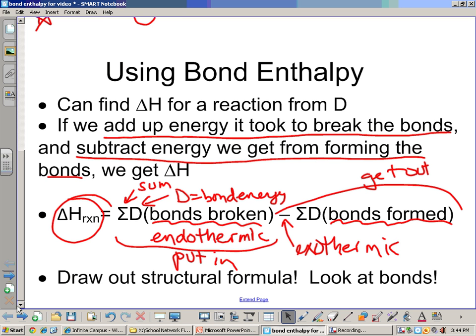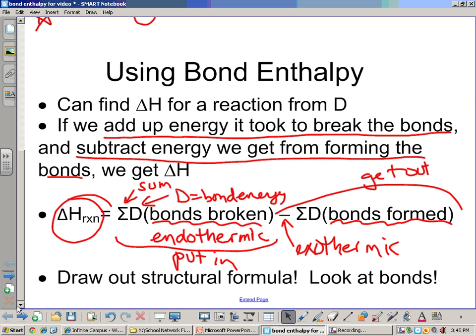It is bonds broken minus bonds formed. And I will add that this formula is not on your reference table. This is something that you have to remember. But if you can keep in mind, okay, how much energy does it take to break the bonds? That's endothermic. How much energy will it take to form the new bonds that we're making? That's exothermic. Add them together. The negative will mean exothermic. And you can remember this.